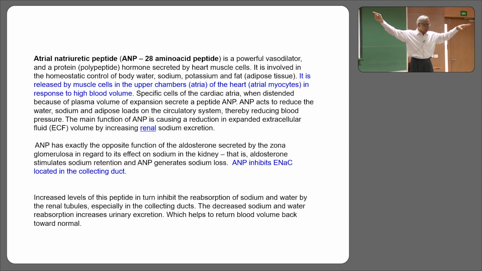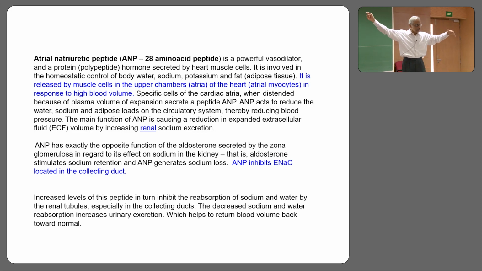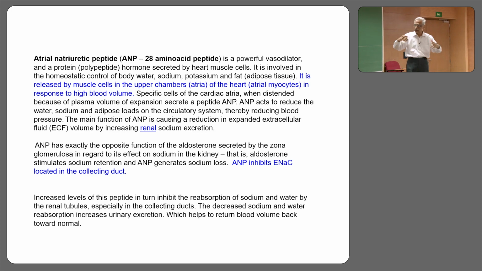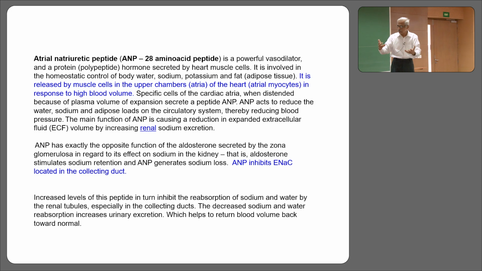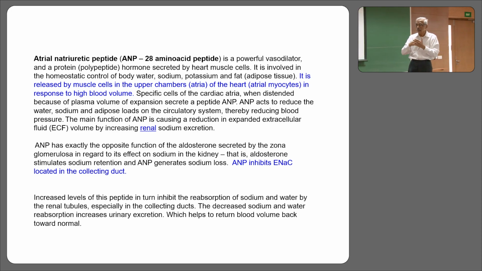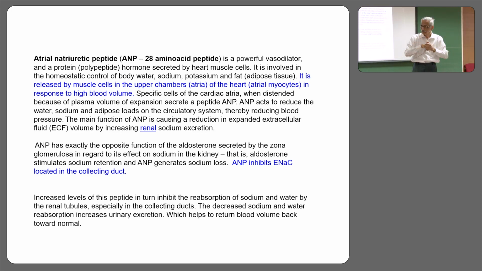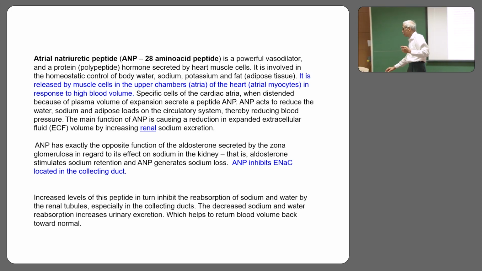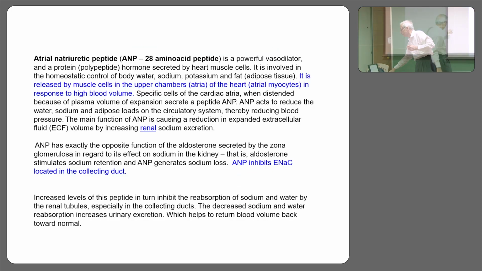Atrial, natri is sodium, and uretic refers to excretion. So this is a peptide hormone that is coming from the right atrium, and of course it gets into the blood and acts on the kidney. You remember we talked about ENaC. What is ENaC? Epithelial sodium channel. Correct.